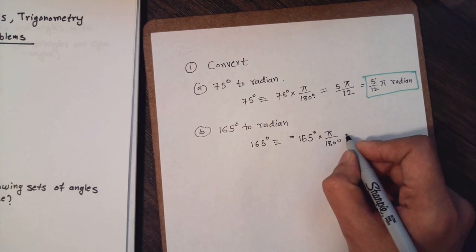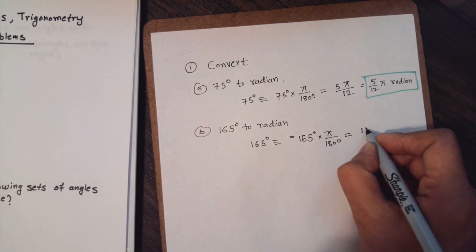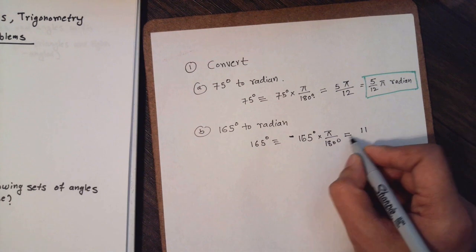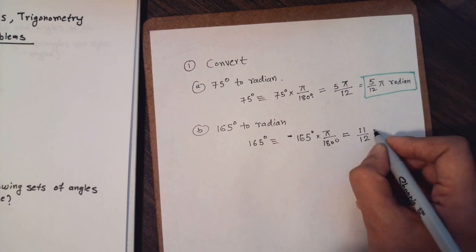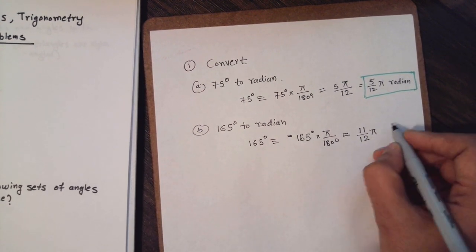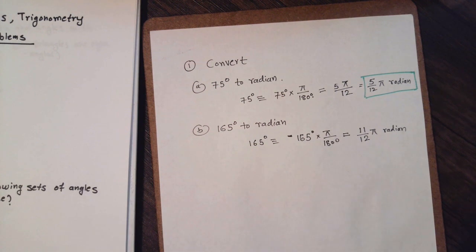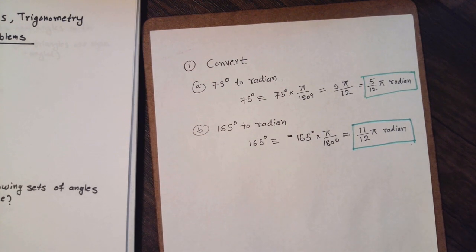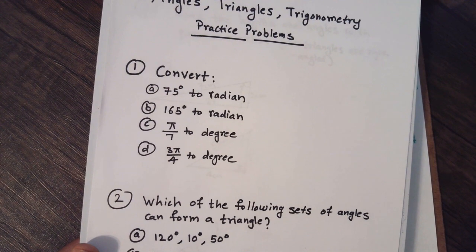Okay, so what will it look like? 165 divided by 15 is 11, and 180 divided by 15, you already did that up here, 12. Pi. So that's the answer. There you go. Okay, so that's our answer. What about the next one? It says convert pi divided by 7 to degree.